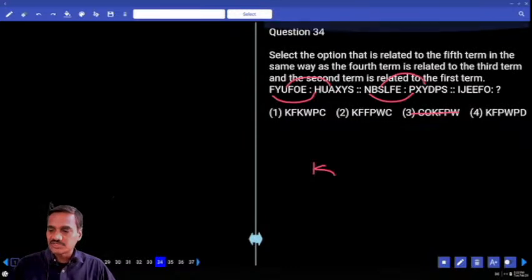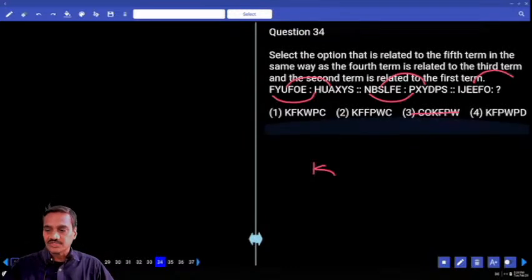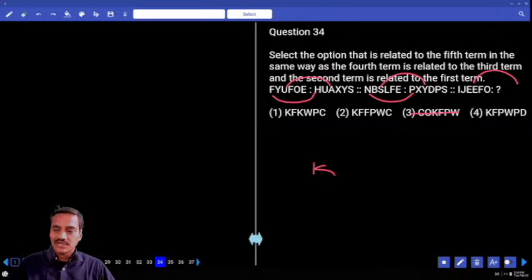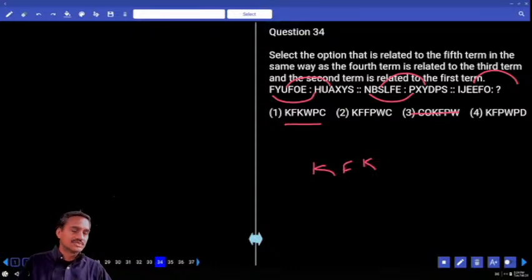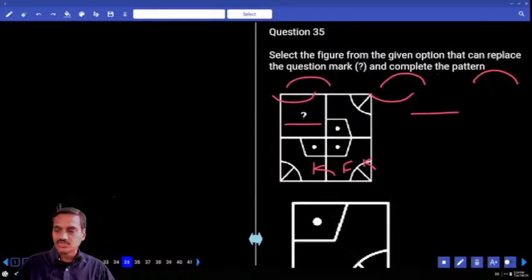Here 19 plus 6 is 25. And E plus 6, 5 plus 6 is 11. The 11th letter, the third letter, is again K. KFK should be the answer. KFK, that is given in choice 1, question number 34. And next, you should always go through the choices, eliminating the remaining choices.